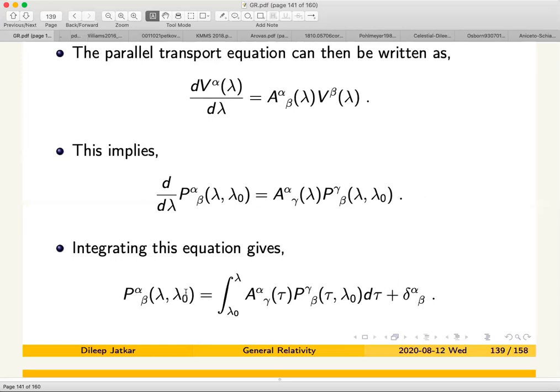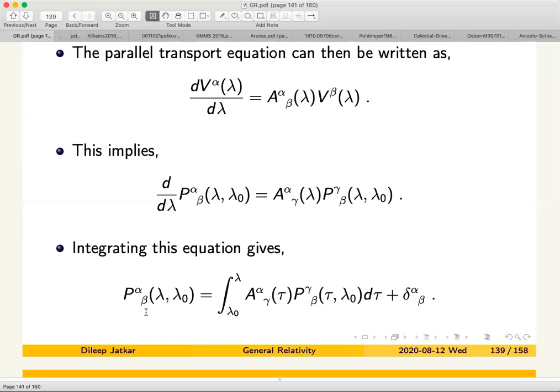Modulo that boundary condition, what we are trying to do is to write down a formal solution such that if you differentiate on both sides, then the left hand side will give you d by d lambda of p, and the right hand side will just get rid of this integral and the d tau, and replace tau by lambda. Which is what will give you this equation.